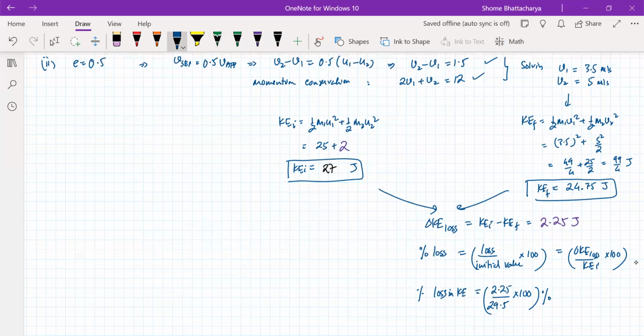Sir, in KE final, 3.5 square will be 12.25, right? Yes, 12.25, that's correct. 12.25 plus 12.5, sorry. So that's how we are getting 24.75. Anyway, let's convert this into a percentage. So I'm getting an 8.3% loss.